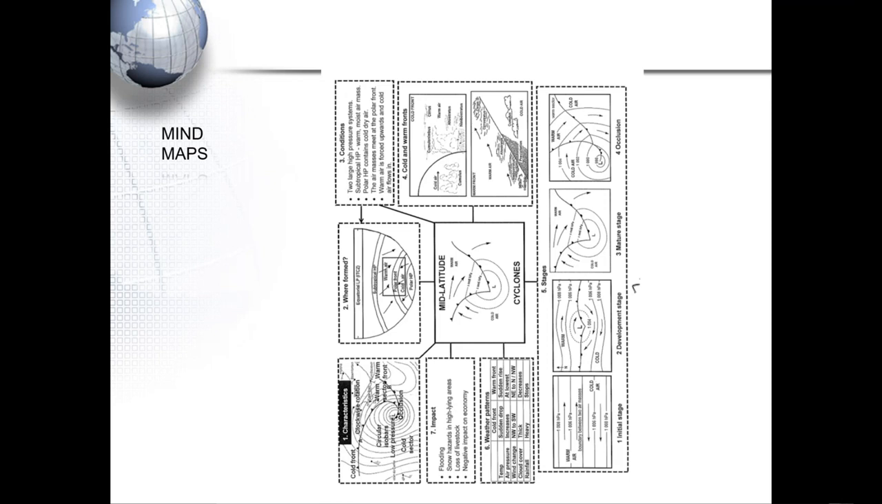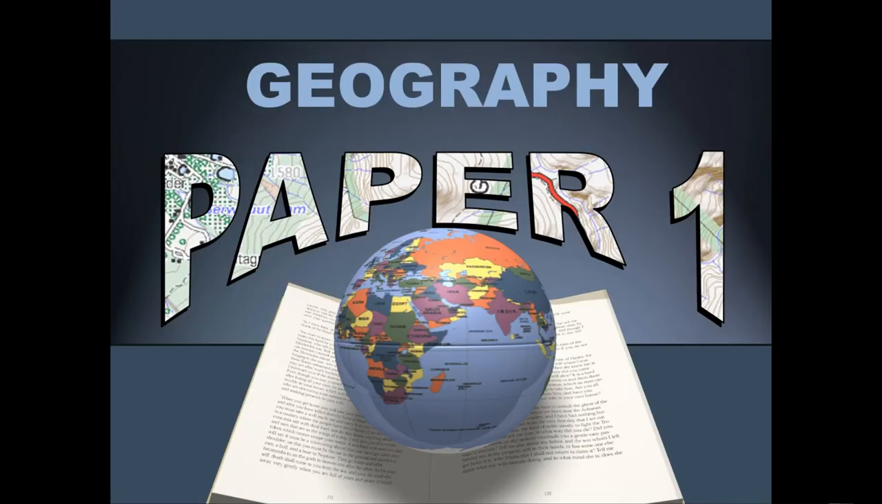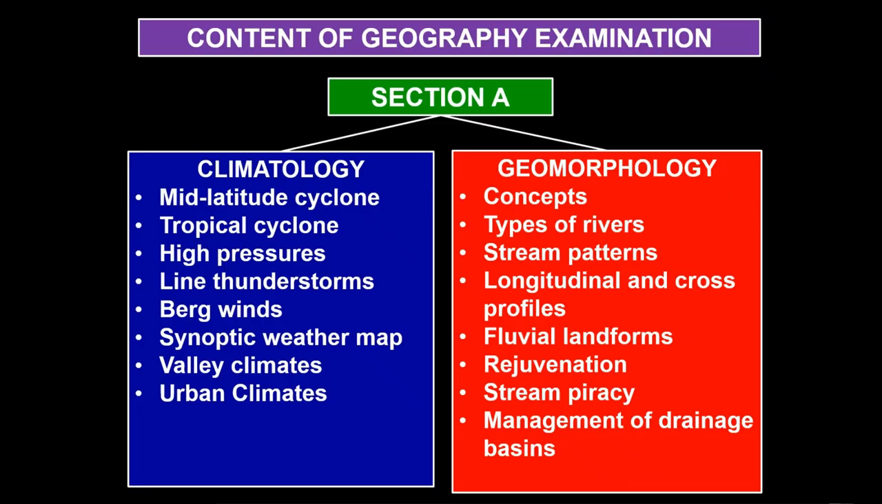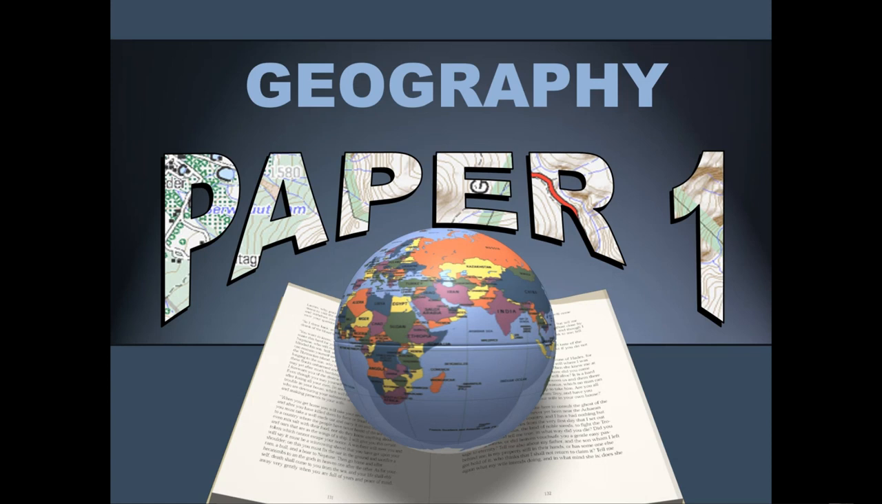Right. So now the next thing that we're going to do is quickly go through your paper one. Paper one this year will consist of your physical geography. Now, the physical geography will be climatology and geomorphology. And the climatology, which we're going to be covering today, will be on the following topics.